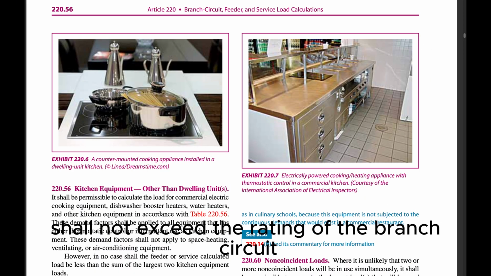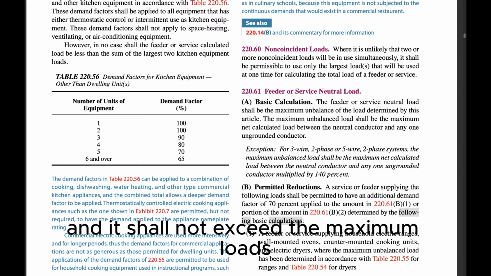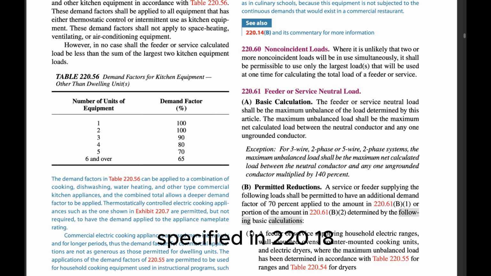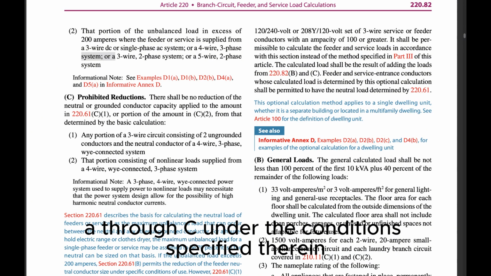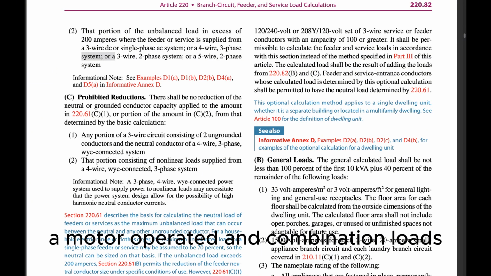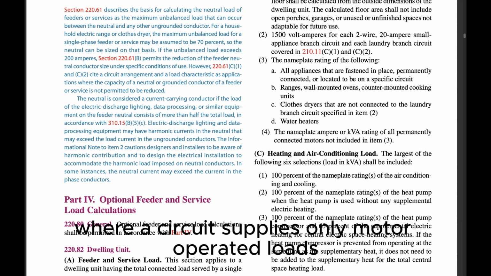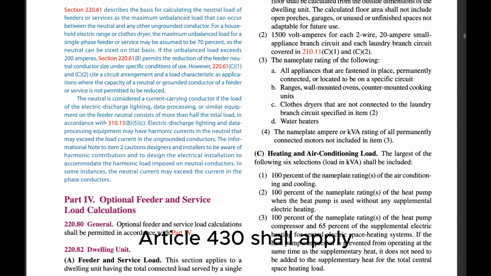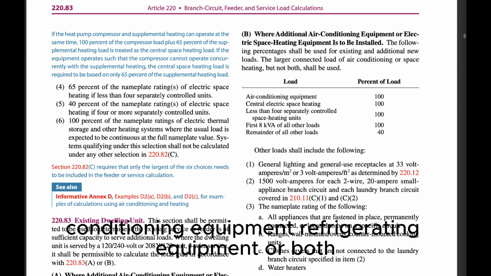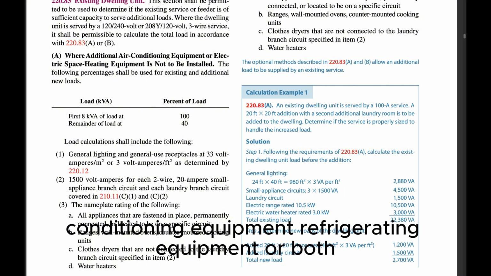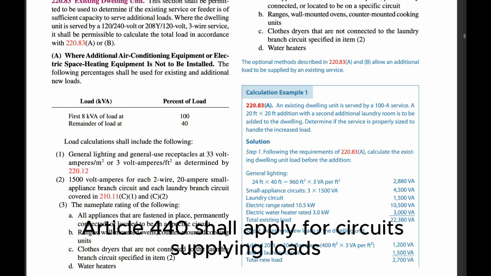The total load shall not exceed the rating of the branch circuit, and it shall not exceed the maximum load specified in 220.18(A) through (C) under the conditions specified therein. A. Motor-operated and combination loads. Where a circuit supplies only motor-operated loads, Article 430 shall apply. Where a circuit supplies only air conditioning equipment, refrigerating equipment, or both, Article 440 shall apply.